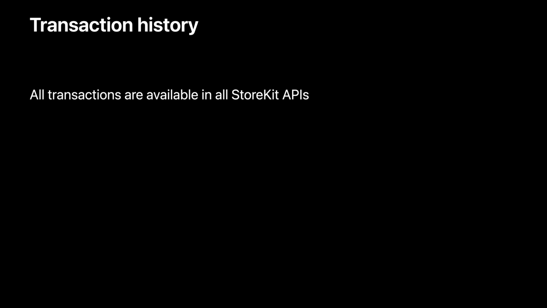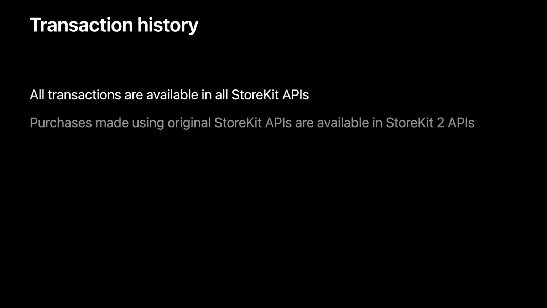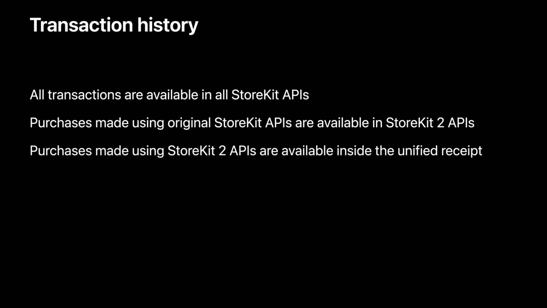Finally, all transactions made using StoreKit 2 APIs are available in the original StoreKit APIs, and vice versa. So if your app has existing transactions, you'll be able to see them in the StoreKit 2 APIs as soon as you start using them. New purchases made with the original StoreKit APIs will be available via StoreKit 2 APIs immediately, and purchases made with StoreKit 2 will also be available inside the unified receipt when it's refreshed.